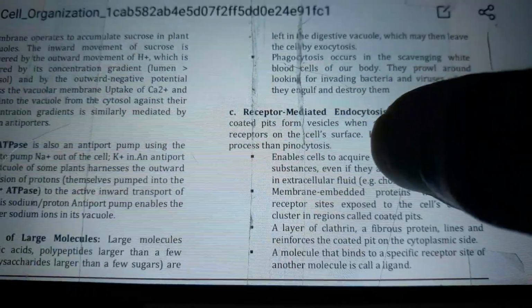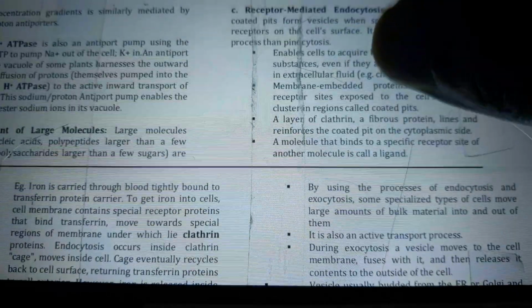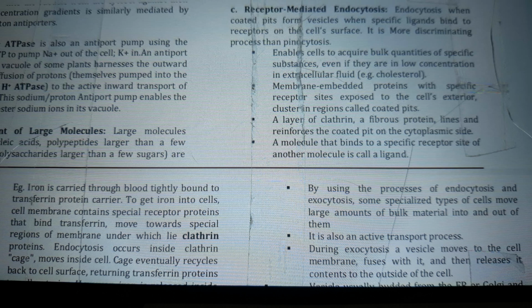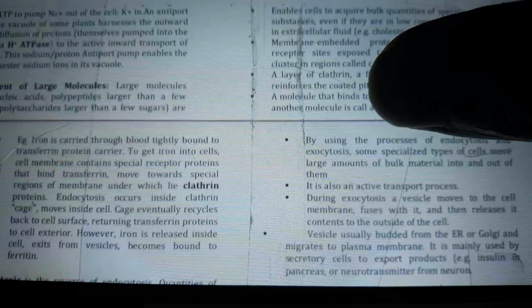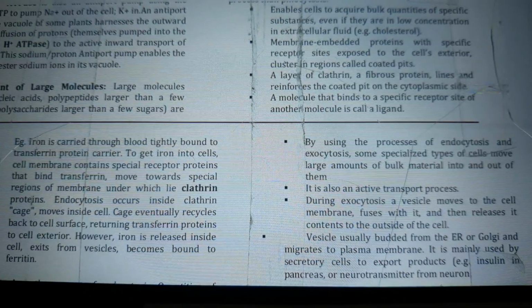And receptor-mediated endocytosis. Endocytosis, when coated pits form vesicles when specific ligands bind to receptors on the cell surface. It is a more discriminating process than phagocytosis. It enables cells to acquire bulk quantities of specific substances even if they are in low concentration in extracellular fluid.